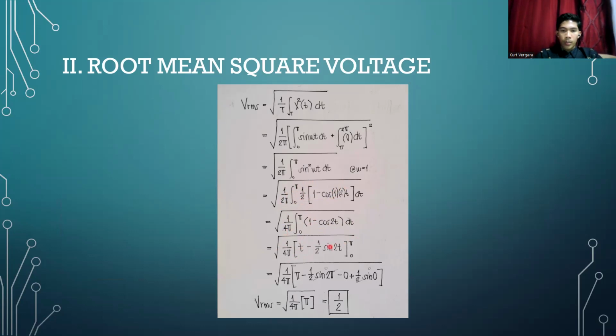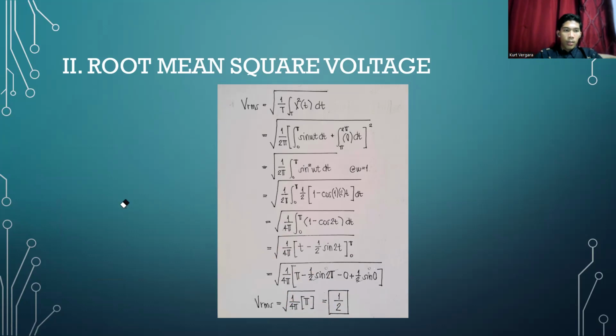Next, substitute the time interval from 0 to pi. So we will get that form. Sine 2 pi is 0, so we can cancel this one out. Sine 0 is also 0, so we'll cancel this out. So the term will become square root of 1 over 4 pi times pi. We can cancel out pi. And square root of 1/4 is 1/2. So our VRMS is 1/2.